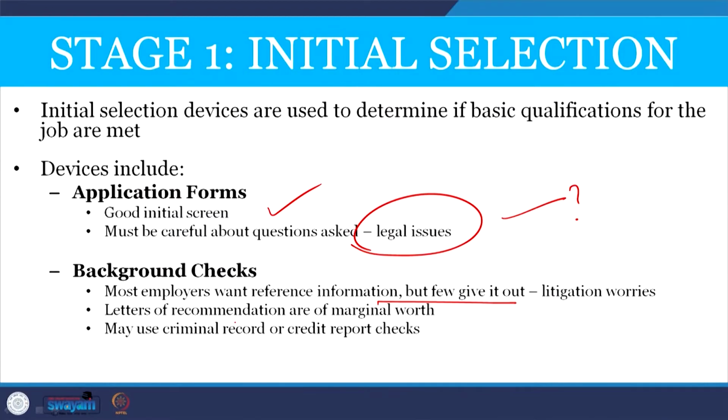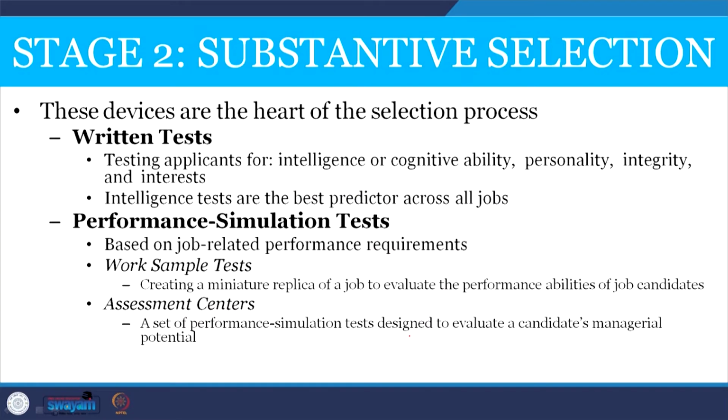So, a letter of recommendation is similarly another method of getting to know about the candidate and his or her background. And the third one is, maybe, if it is useful, to check the criminal record, credit report or credentials of the prospective candidate who has applied for a particular position.